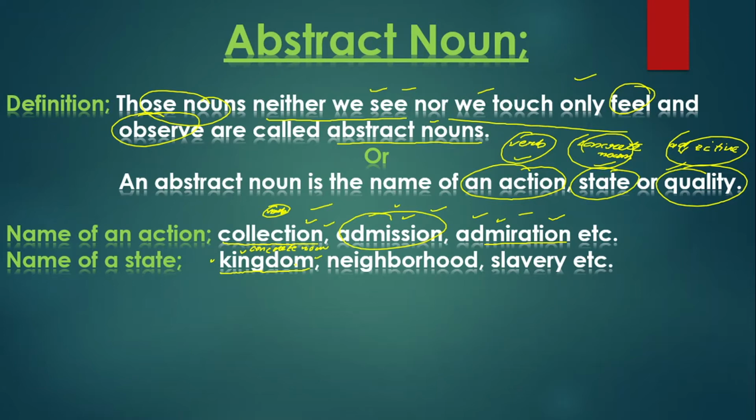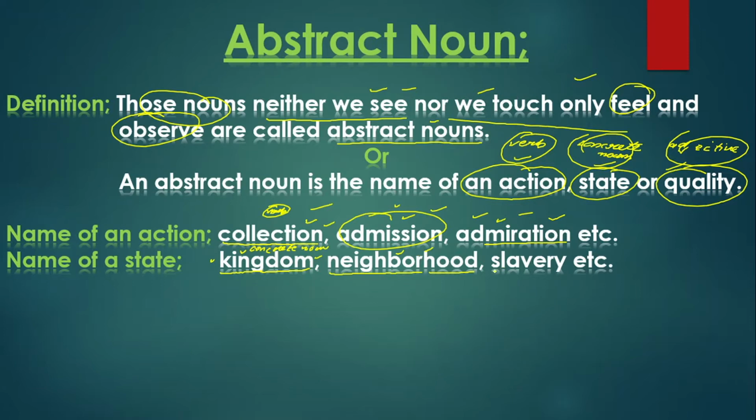So this is what kingdom is, what you could say is observed, and neither seen nor touched. And see, neighborhood is taken from the word neighbor. Neighbor is your concrete noun. From neighbor, you have made the neighborhood. Neighborhood is the sort of relation with your neighbor that is known as neighborhood.